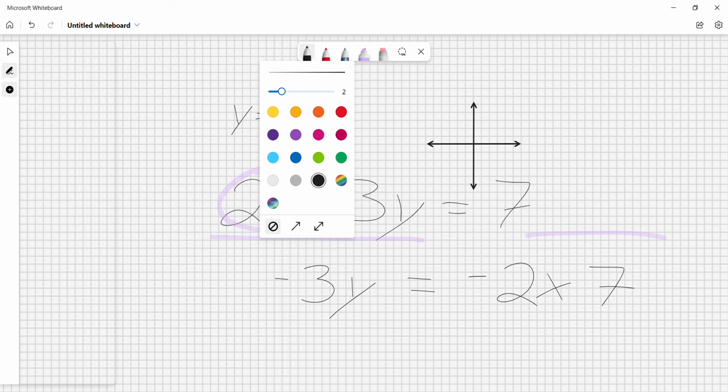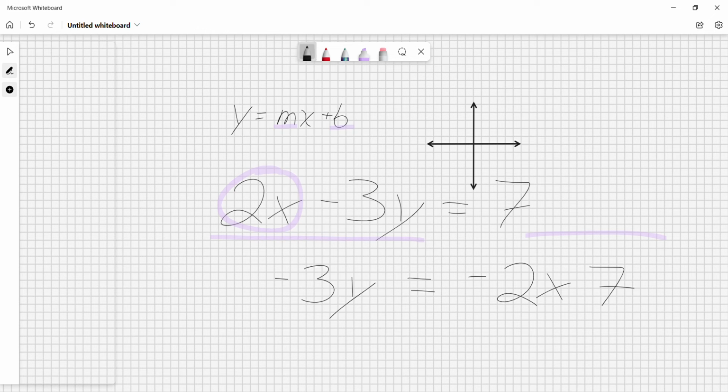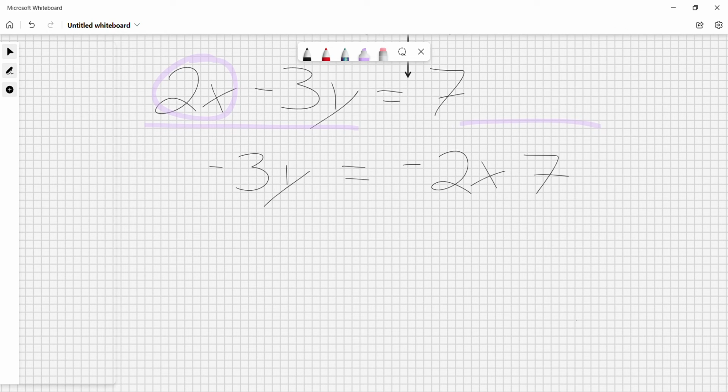All right. So now I'm still not done. I still have a term that isn't 1 sitting there in front of this y, and so I need to divide both the left and the right side of this equation by negative 3. So negative 3y divided by negative 3 will give me y. That's what I'm after. Negative 2 divided by negative 3 would give me positive 2/3 as my x coefficient.